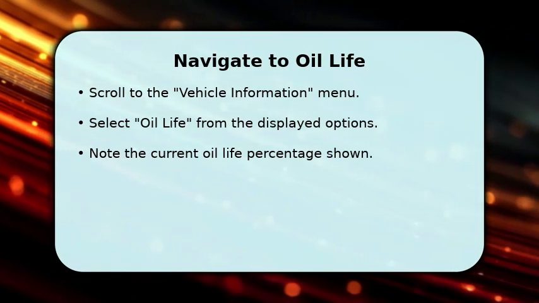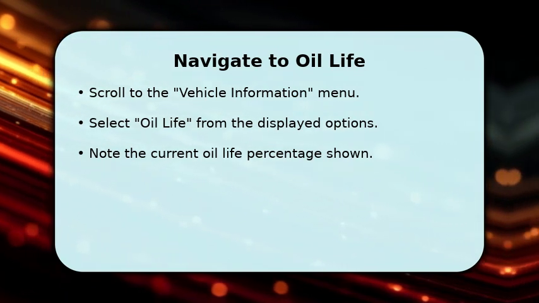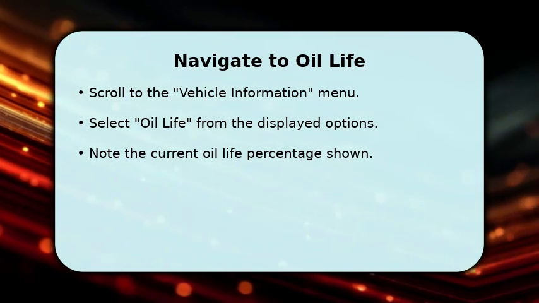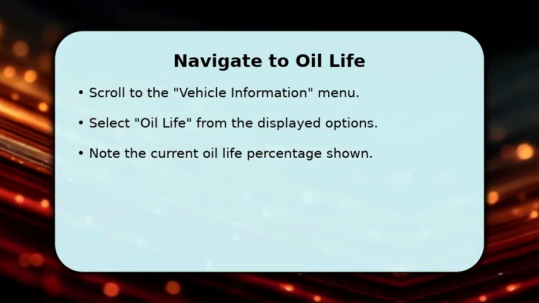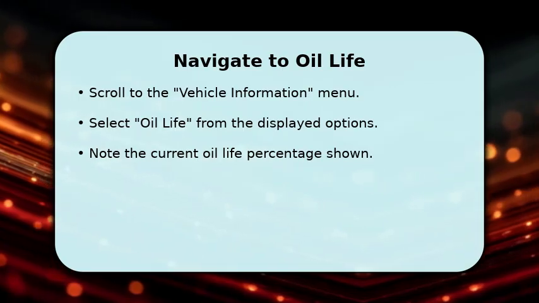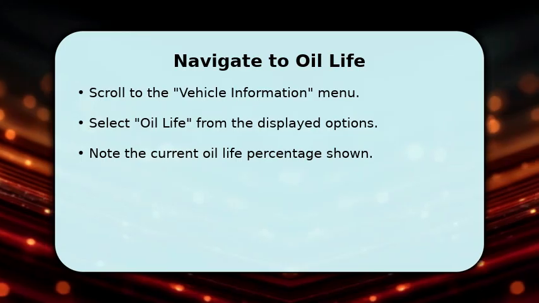Once you're in the main menu, scroll down until you find the Vehicle Information section. Select this option to enter its submenu. Within Vehicle Information, you will see Oil Life. Select this to view your current oil life percentage. This step brings you to the specific setting you need to adjust.